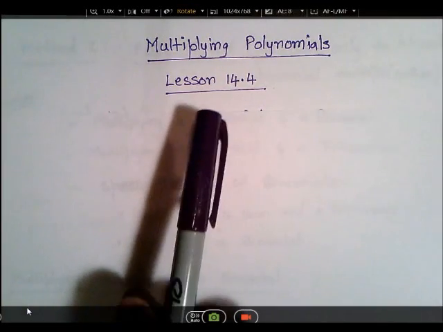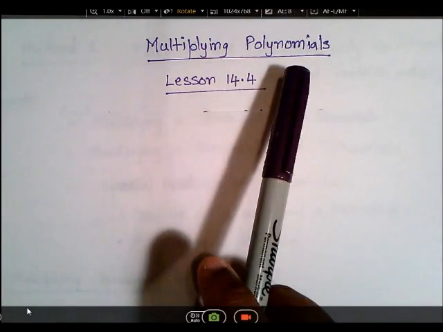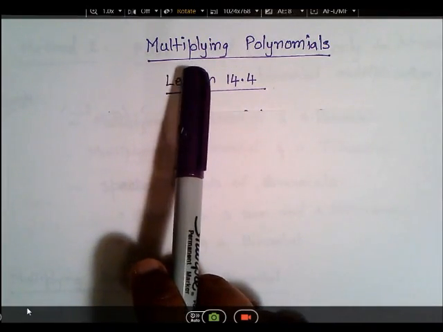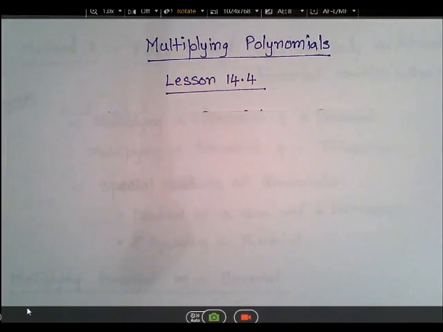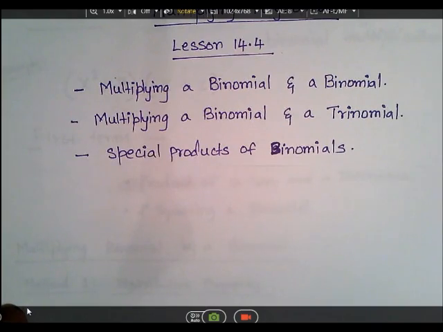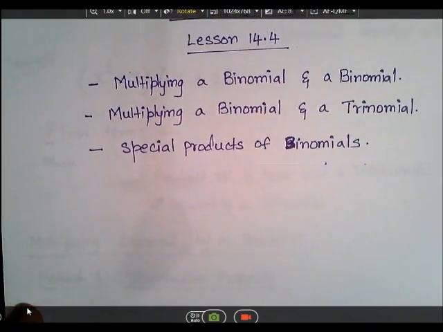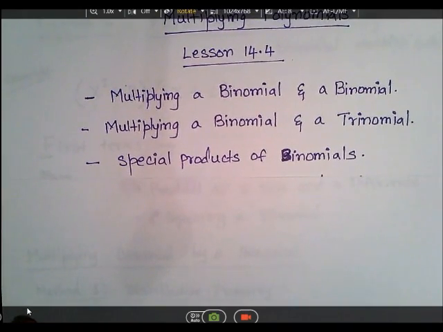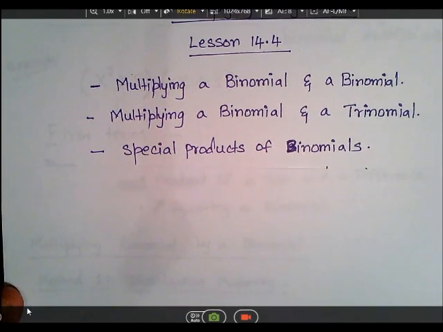Hi, good evening. In the last lesson, we talked about multiplying a polynomial and a monomial, but now we are getting into multiplying polynomials. It could be a binomial and a binomial, or a binomial and a trinomial, or special products of binomials. These are the three different things that we're going to be learning in this lesson, lesson 14.4. Multiplying a binomial and a binomial, multiplying a binomial and a trinomial, and special products of binomials.